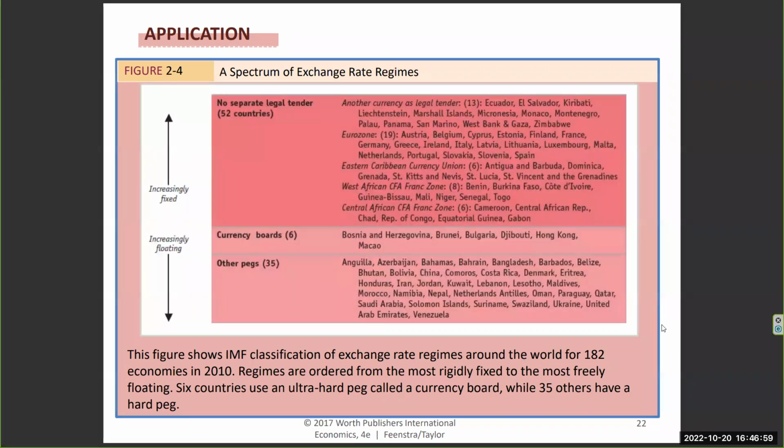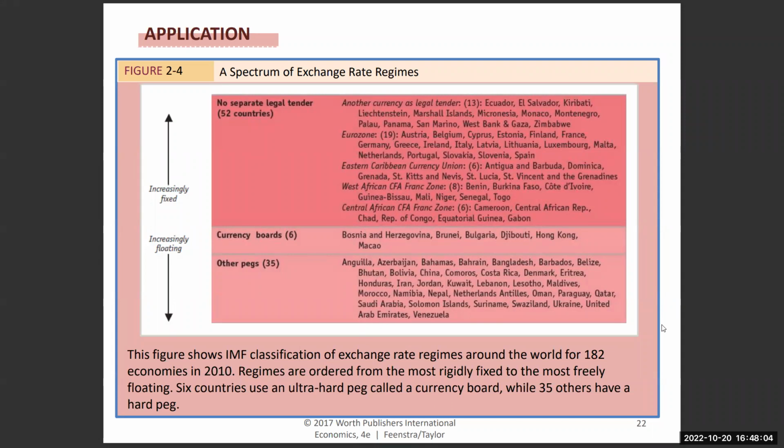Okay, so the first set of countries has no separate legal tender. So this is the most fixed exchange rate, and in here we have the currency unions. The first is the Eurozone, because none of these countries has the power to change the interest rate and policy of the Eurozone, only the European Central Bank. We have here, for example, the Eastern Caribbean Currency Union and the West African franc zone. So these are the most strict, okay, and it concerns in most cases the currency unions.